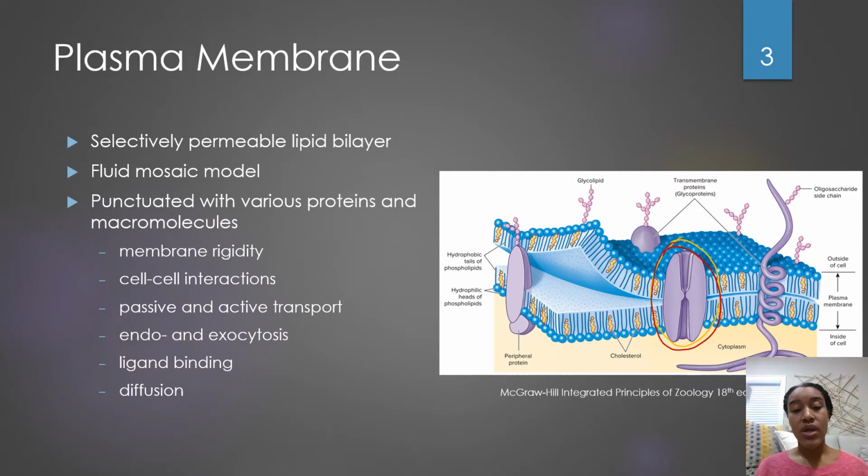The membrane also plays a role in endo and exocytosis. So endocytosis is when you make a vesicle to bring something around something to bring it into the cell. Exocytosis is when you have a vesicle that fuses with the membrane to release something from the cell. Also, the membrane plays a role in ligand binding. In the environment, there are various macromolecules, various chemical signals that will bind to proteins and molecules on the outside of the cell and will allow for some sort of response from the target cell. And it plays a role in diffusion of certain compounds across the membrane.